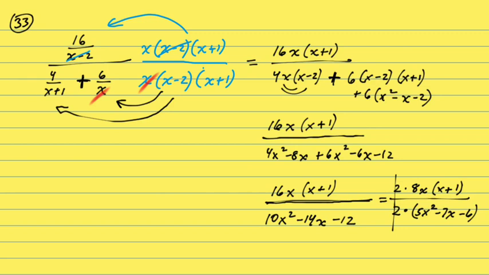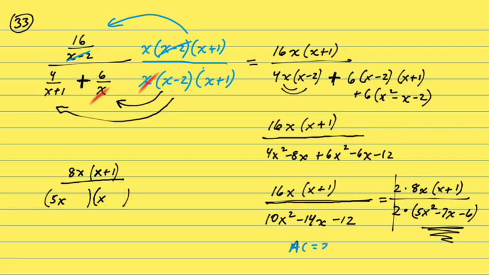We have 8x times x plus 1 on top. How does this thing factor? Well, it'd have to be 5x times x, right? A times c is 30.